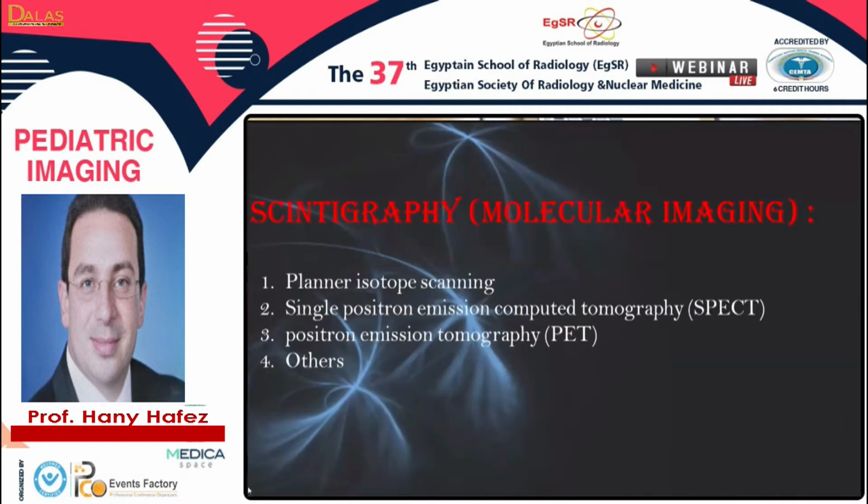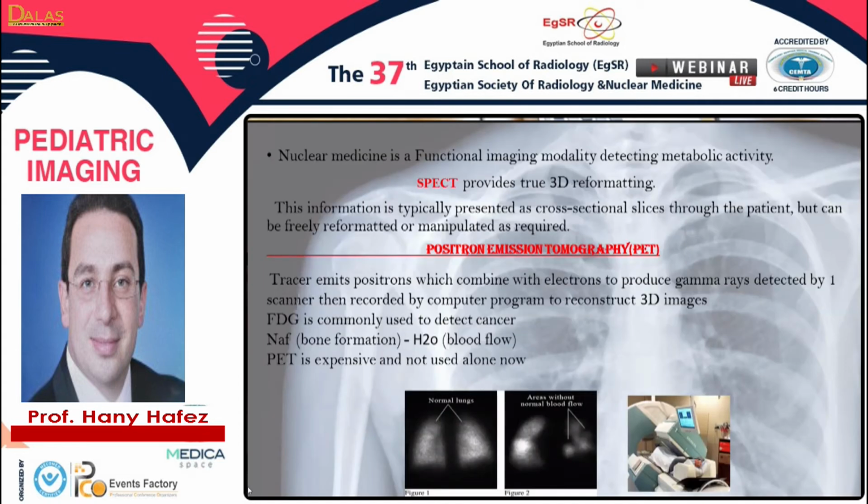Nuclear medicine, scintigraphy. It began with planar isotope scanning, then single photon emission tomography or SPECT, positron emission tomography, PET, and others. SPECT provides true 3D reformatting. In positron emission tomography, the tracer emits positrons which combine with electrons to produce gamma rays detected by a scanner, then recorded by a computer program to reconstruct 3D images. The main tracer is FDG.